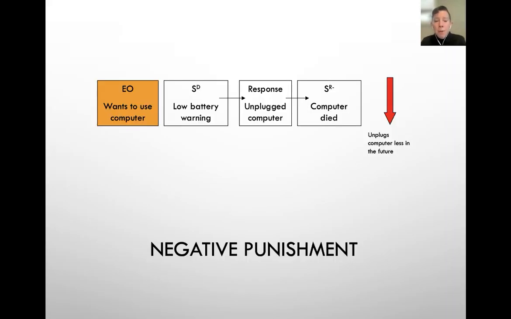So the example of our computer is, we want to use the computer. So our establishing operation is wanting to use it. The SD is there's a low battery warning. So it's letting us know that punishment is available by the computer turning off. The response is unplugging our computer. And then our stimulus that follows is that our computer died.